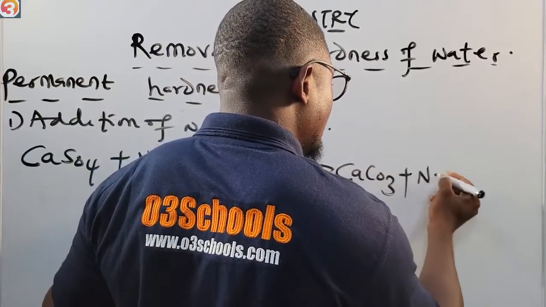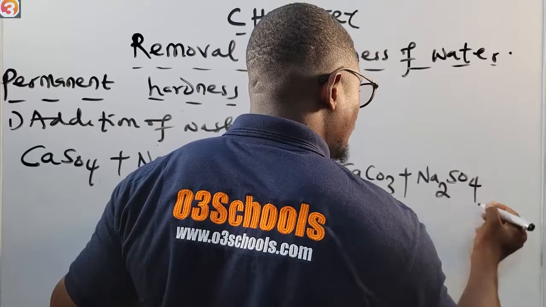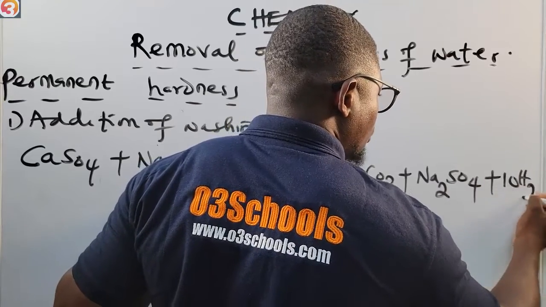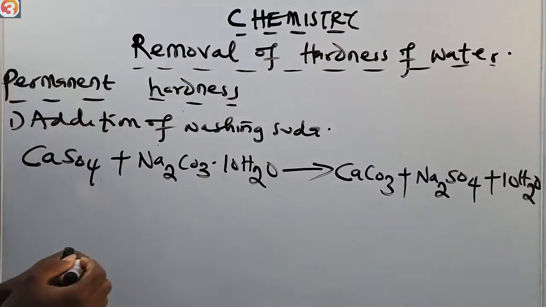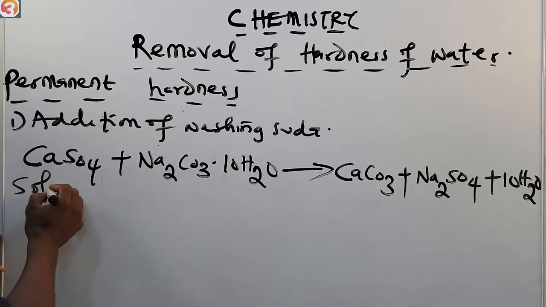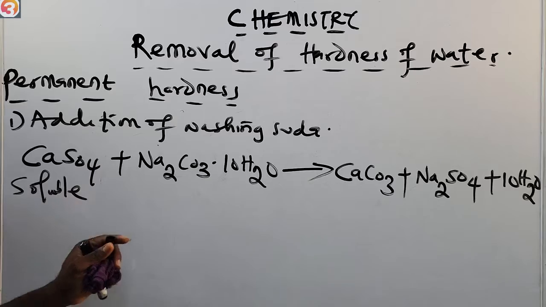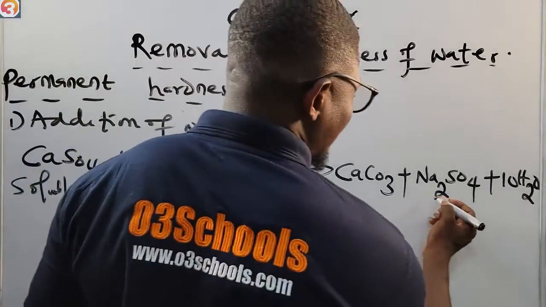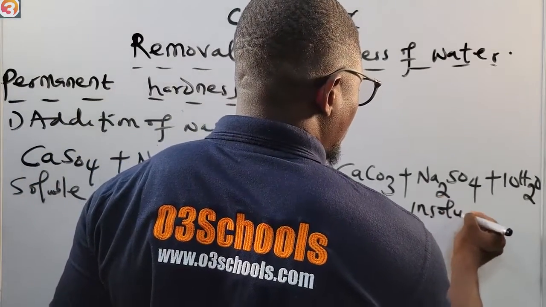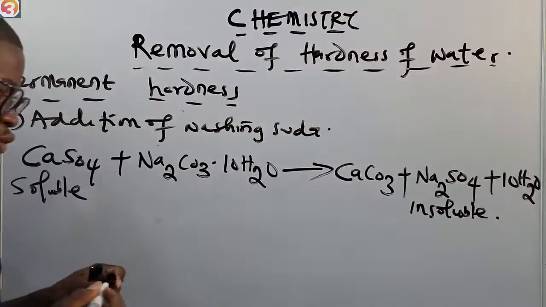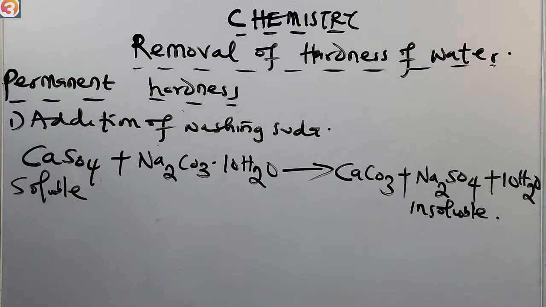CaCO3 plus Na2SO4 plus 10H2O. Okay, so that will be the product of our reaction. Remember, this one is soluble: calcium tetraoxosulfate(VI), and of course this salt here is what is insoluble. Insoluble Na2SO4. Please take note of that.